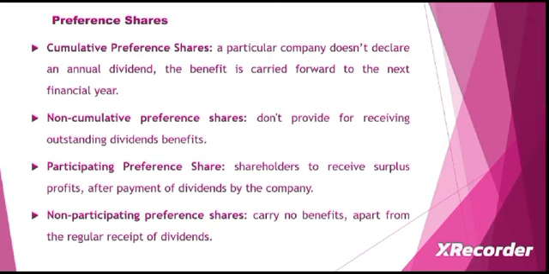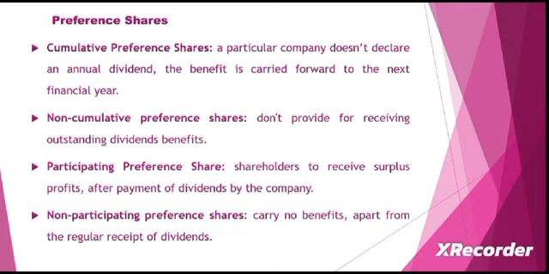The first one is cumulative preference shares. In the case of cumulative preference shares, if a particular company doesn't declare an annual dividend, the benefit is carried forward to the next year. Non-cumulative preference shares. Here the benefit doesn't carry to the next year. The shareholders receive their dividends in the current year itself.